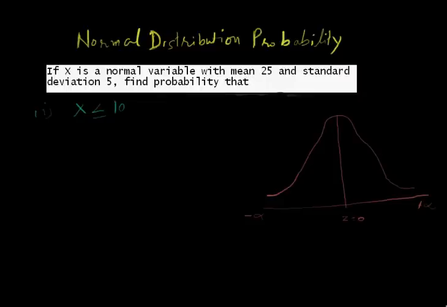And we have been given the information: if x is a normal variable with mean 25 and standard deviation 5, find the probability that x is equal to or less than 10.